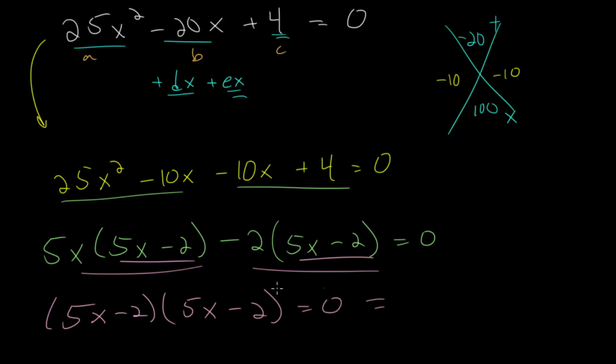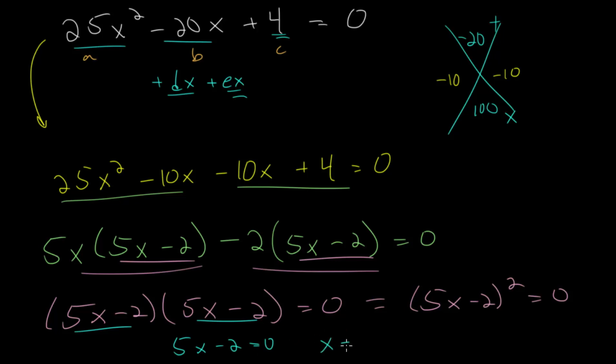And this is a special case. We have this 5x minus 2 squared is equal to 0. But we can use the zero product property. If either of these factors is equal to 0, then we would have 0 multiplied by something, but 0 times anything is 0. And to figure out which x value makes this 0, we can just say 5x minus 2 is 0. Add 2 to the other side, divide by 5, and you'll find that x is 5/2.